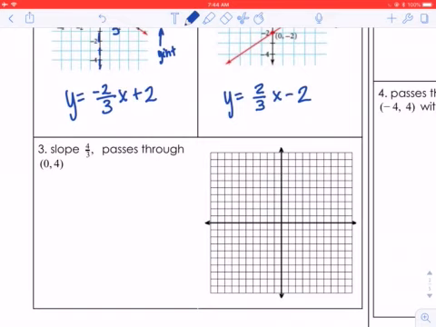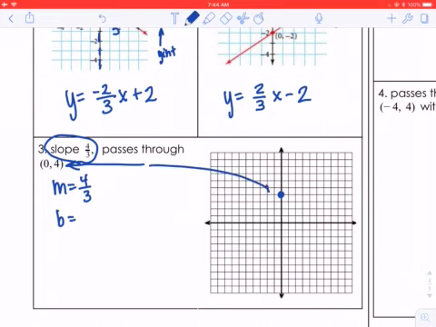So for number 3, I know that my slope is 4/3. So I know my m is 4/3. I also need to know my b. And they tell me this piece of information, which is that the line goes through the point 0, 4. So I know that it's going to be at this point here. I can see on my graph that this is the y-intercept. The y-intercept is going to be right there, so I know that b is 4. Right, so I can plug in y equals 4/3 x plus 4.